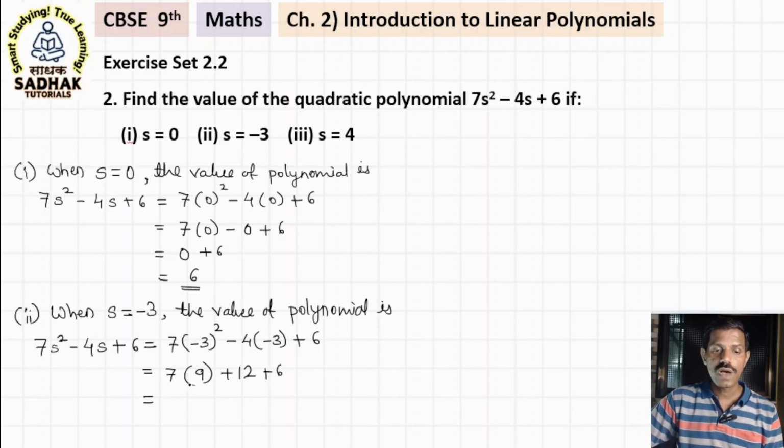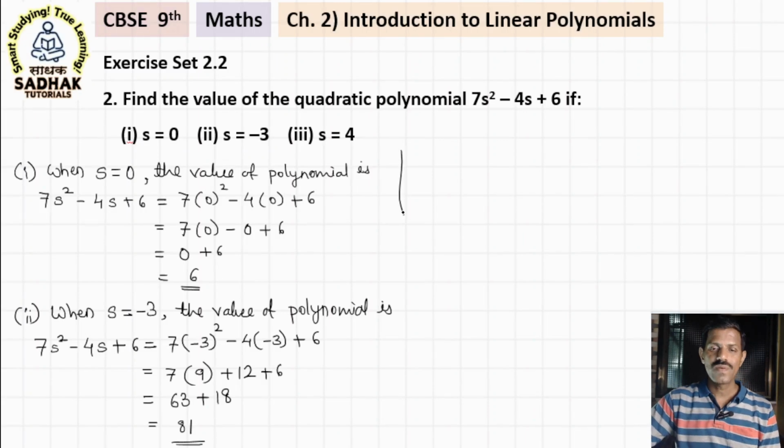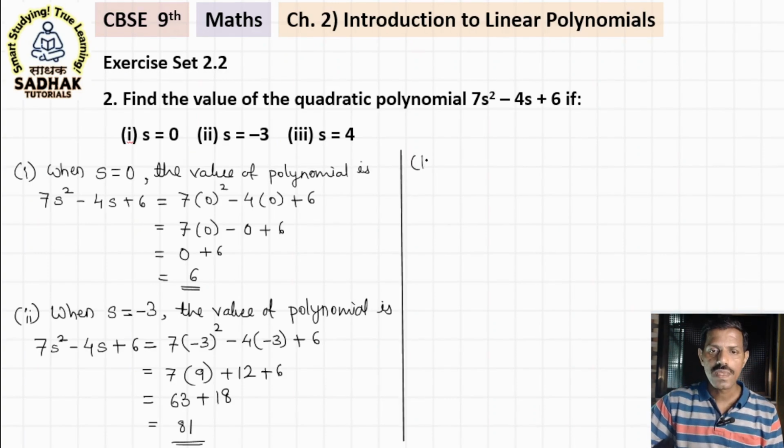Okay. So now 7 multiplied by 9 is 63. 12 plus 6 will give us 18. So 63 plus 18. So 3 plus 8 is 11, 1 carried. 7 plus 1 is 8. So it is 81. The value of the polynomial is 81. Okay. So now let us take the third case. In the third case, the value of s is equal to 4.